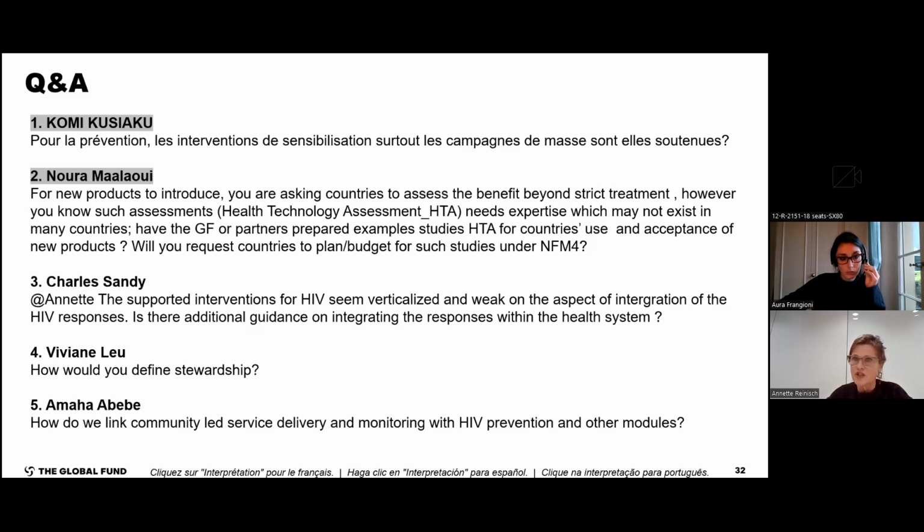The supported interventions for HIV seem verticalized and weak on the aspect of integration of HIV responses. Is there additional guidance on integrating the responses within the health system? So first of all, let me tell you the information note is not a technical guidance document. We are compiling the most high impact interventions that are recommended by our technical partners.